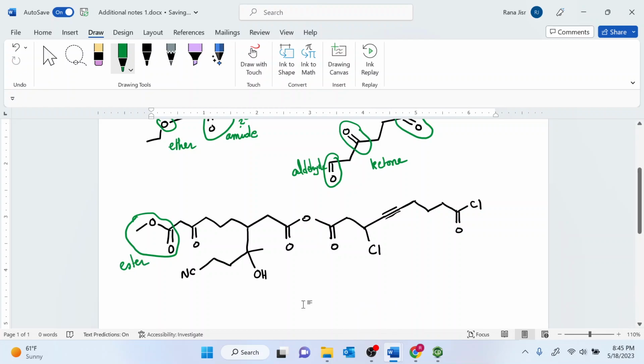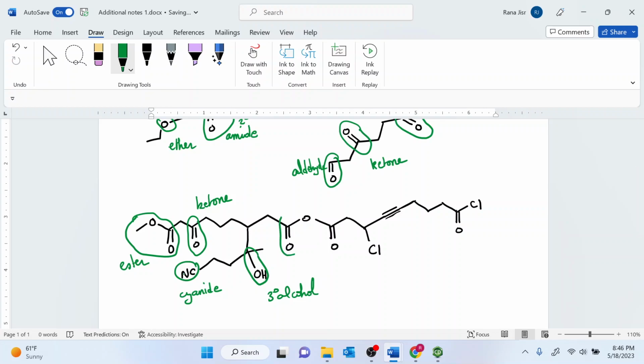This is not an anhydride because the carbon there is a carbon between the two carbonyls. This is not an oxygen, so I cannot say that this is an anhydride. This is going to be a ketone. This is going to be a tertiary alcohol, a cyanide. You could have circled the carbon if you want with the CN. And if you circle the carbon, this is going to be now an alkyl cyanide.